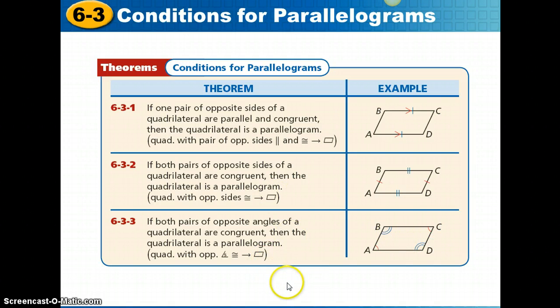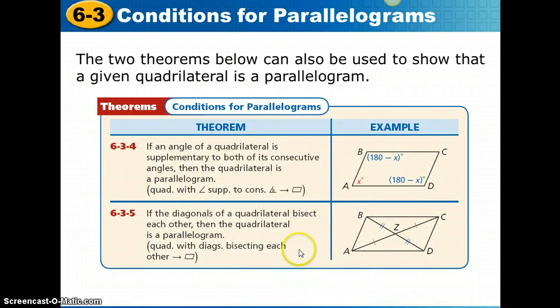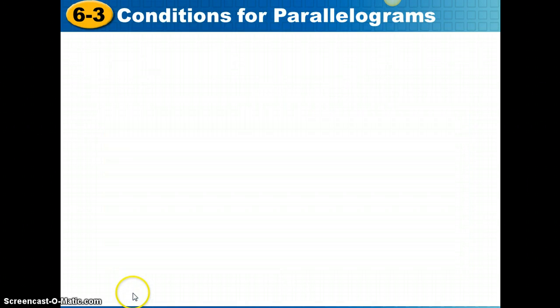We can conclude that. And then we have 2 more. Here, if our quadrilateral has an angle that is supplementary to both consecutive angles, then it's a parallelogram. Also, if we have a quadrilateral where the diagonals bisect each other, then it's a parallelogram. So we have those conditions. Let me recap those for you briefly.